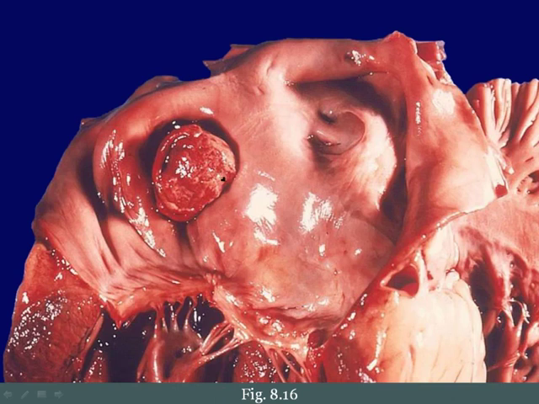And so here is a classic image of a mural thrombus in the left atrium. You can see this thrombus here up against the wall, and it's due to the fact that you've got poor movement of the atrial wall, resulting in stasis of the blood, increasing the risk of thrombosis. And so this is called a mural thrombus. And that concludes our discussion on valvular disorders.